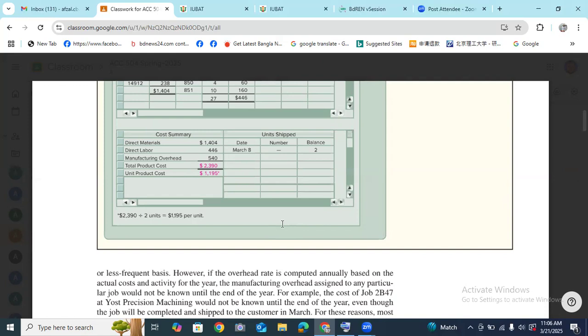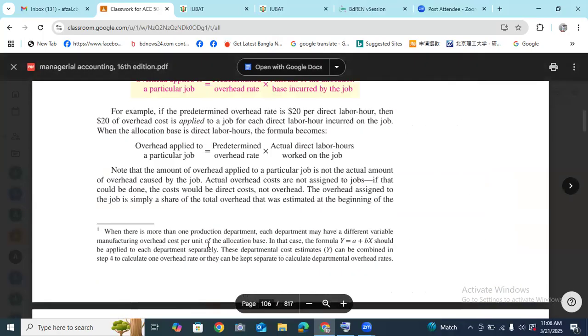Okay, Sir, let's go with the theory. It's better, I guess. Let's go with theories. Okay, that activity costing. Okay, no problem. Okay, thank you.